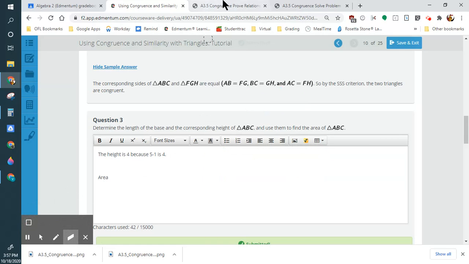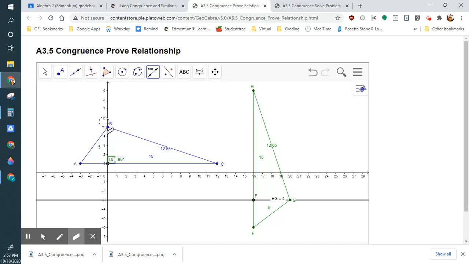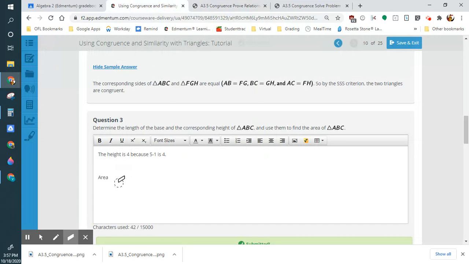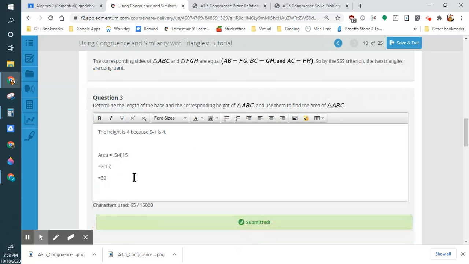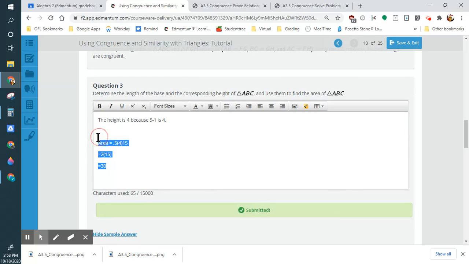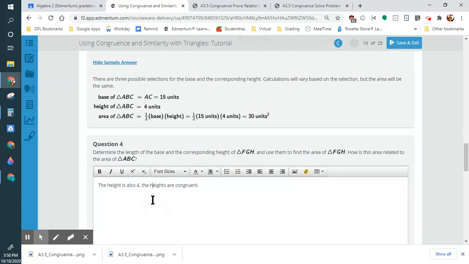So let's kind of do this. I'm going to clear all this. Our height was 4 and our length is 5. So we're going to do area equals, I don't want to go into the equation here, so I'm going to do 0.5 times 4 times 15. Then this is equal to half of 4 is 2 times 15. So my answer ends up being 30. And guess what? I'm just going to copy and paste this over here.